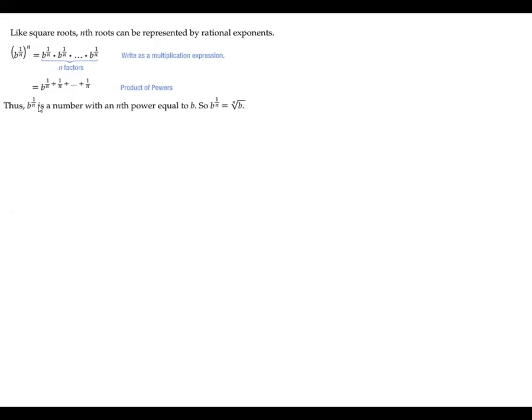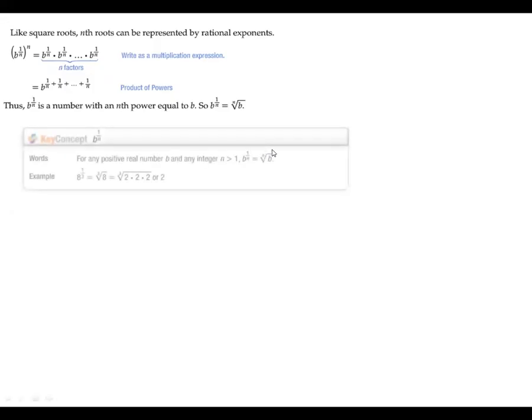So b to the 1/nth power is a number with an nth power equal to b. So b to the 1 over n is equal to the nth root of b. So for any positive real number b, and any integer n greater than 1, b to the 1 over n is the nth root of b. So 8 to the 1/3 is equal to the cube root of 8, or cube root of 8 is 2.